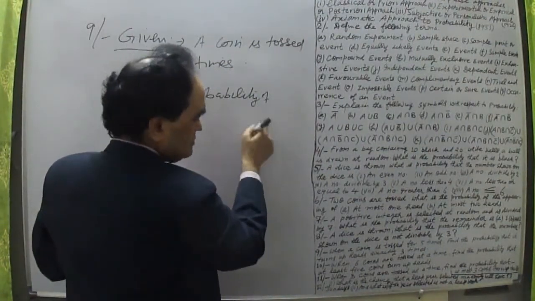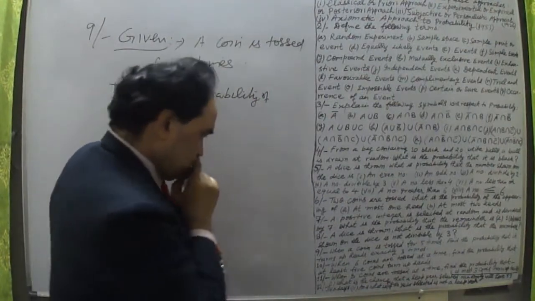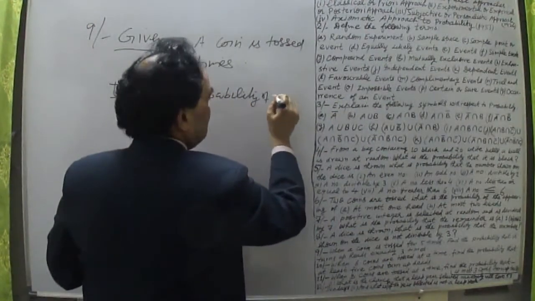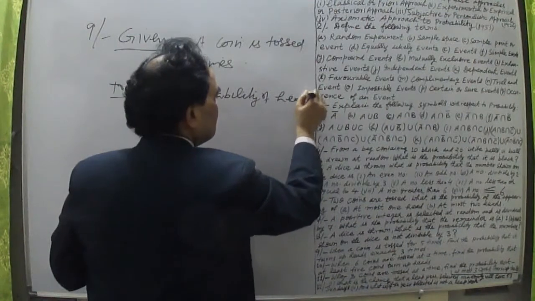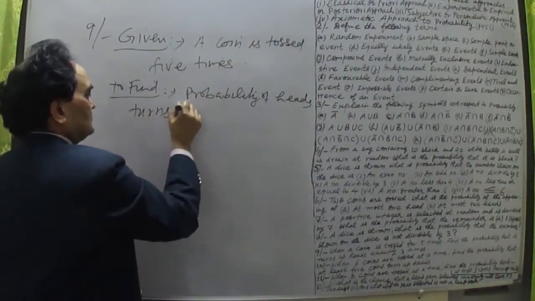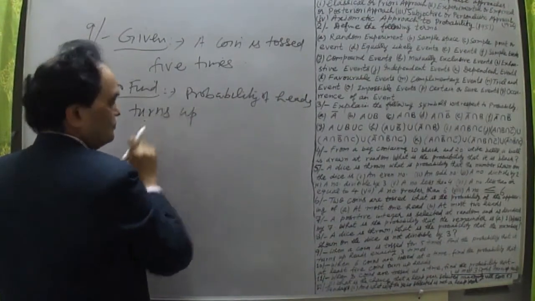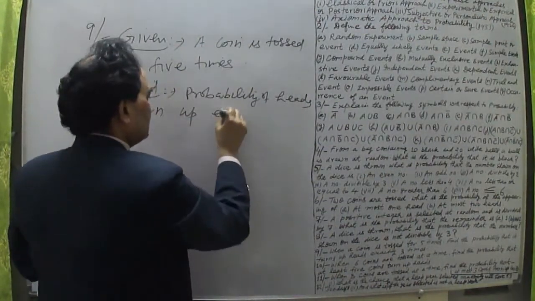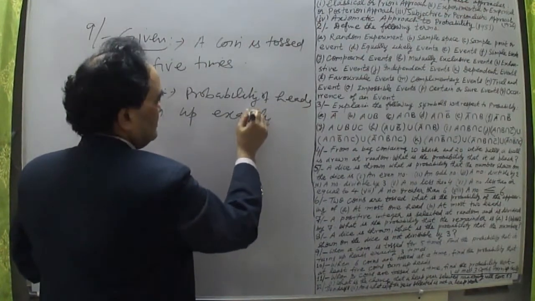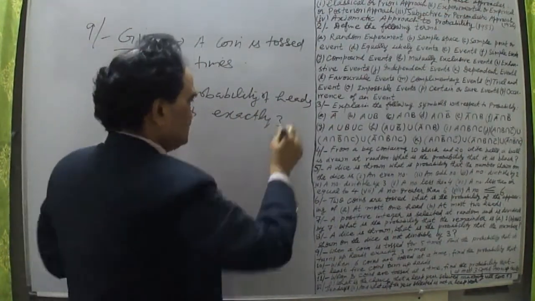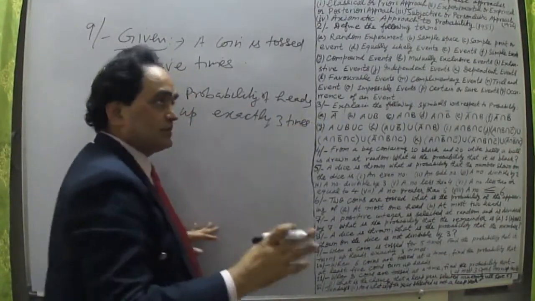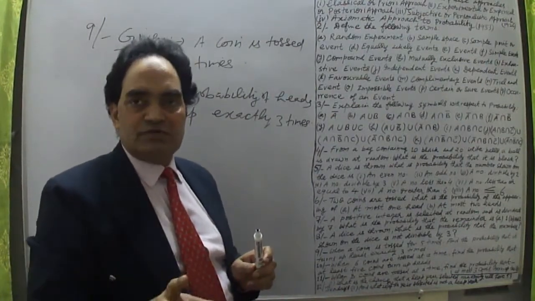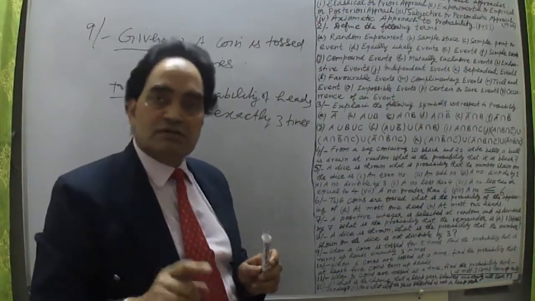Find out the probability that heads turn up exactly 3 times. Right? That is the point here. Out of 5 times, the coin is tossed 5 times. That means 5 heads may turn up, 4 heads may turn up, but exactly 3 heads will turn up. That is the question we have to find out.